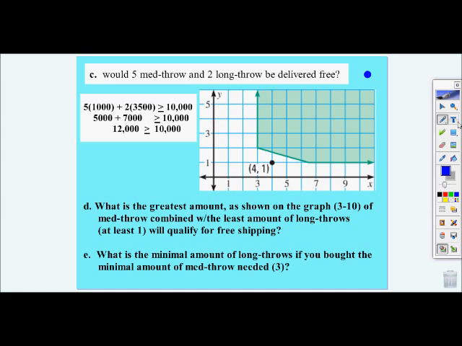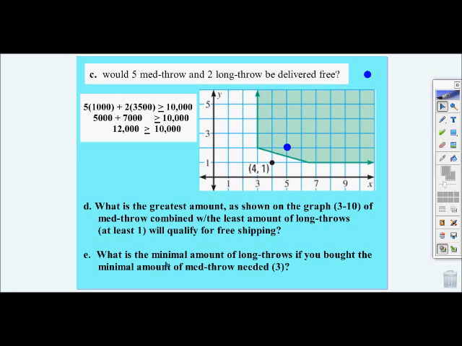So for this one, to check it simply on a graph, if we had a graph already, we would go to 5, 2. 5, 2 is contained in our shaded area, so that would be a solution. To prove that that is true, I went ahead and substituted it in for our combined inequality statement, and it is true that that combination of medium and long throws would equal 12,000, and our order needed to be at least 10,000.